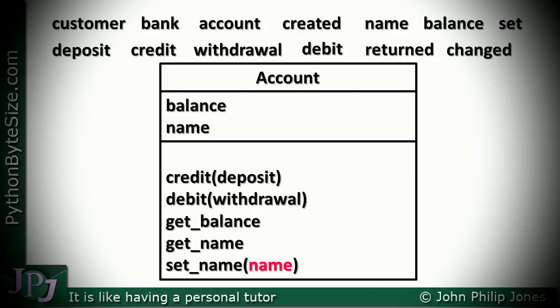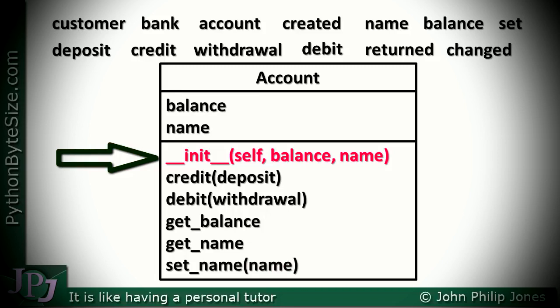Of course, these videos are on the Python programming language. So I know that if I'm going to be the programmer converting my UML diagram into code, I will need to have another method. And the method will be this one here, the initialization method. And we can see that this one takes in three parameters. It takes in self, balance, and name.